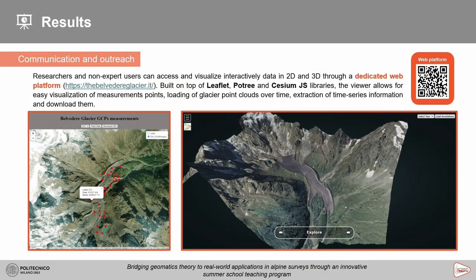And in conclusion, the idea is that what is done there has to be communicated in an effective way. Thanks to the Web3D module, students have an idea of how to manipulate the data in order to make them visible in an effective way. So, effective visualization of the data on the web, so that, for example, with a Web2D map, everyone can access a website and see what is happening on a specific part of the glacier, and can also see the point clouds over time.